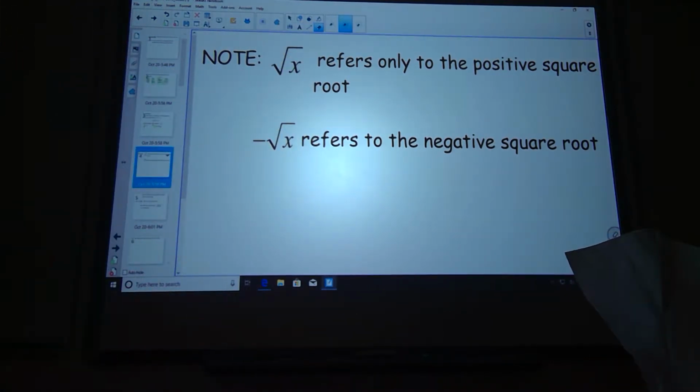All right. The square root of x refers to the positive square root, and the negative square root of x refers to the opposite, or the negative square root. So if you had negative square root 9, the answer is negative 3. The reason is you have a negative outside the root. Agree? Moving on.